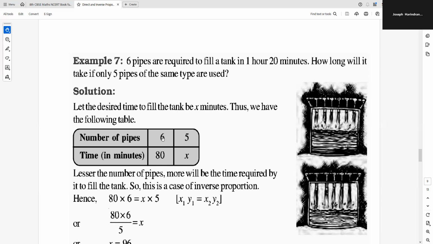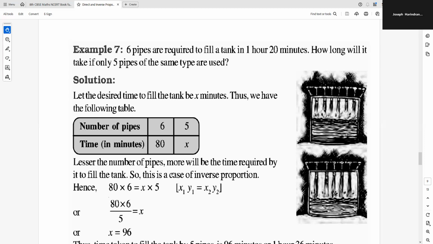So 6 pipes, 80 minutes; 5 pipes, how much time? That's all. It's just the multiplication of the two quantities and equating them. Very simple. You simply multiply 6 and 80 and equate it to 5 into x. 5x is equal to 80 into 6.